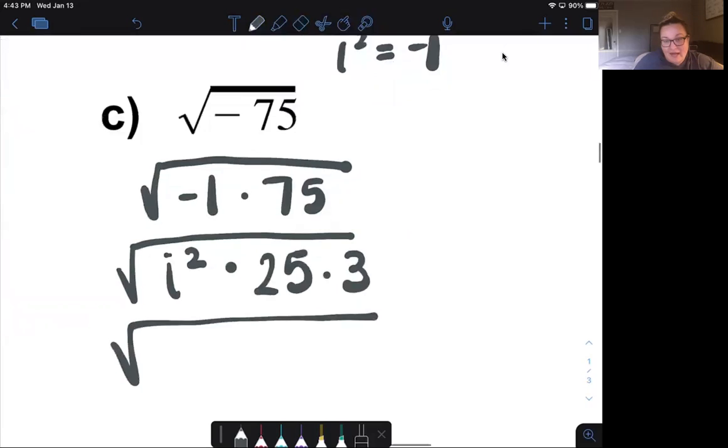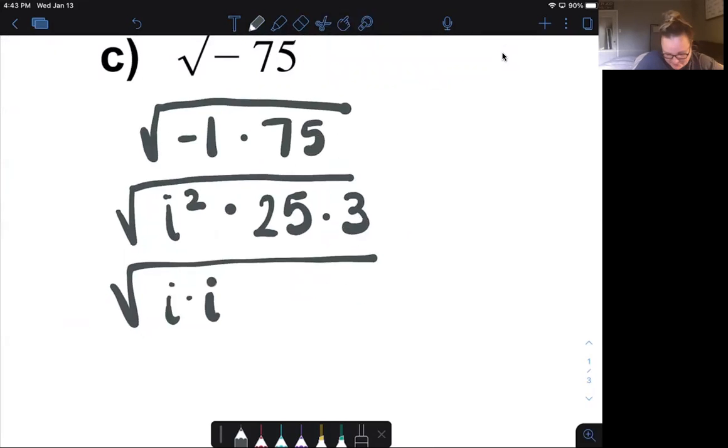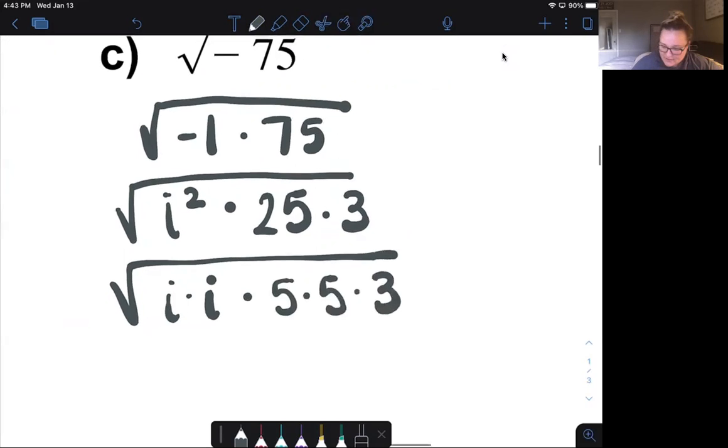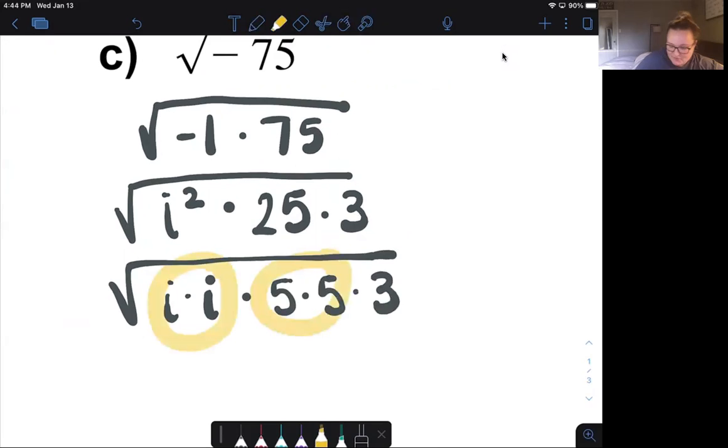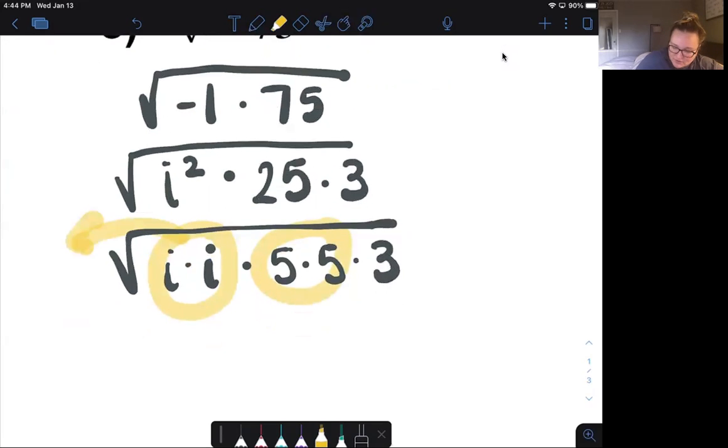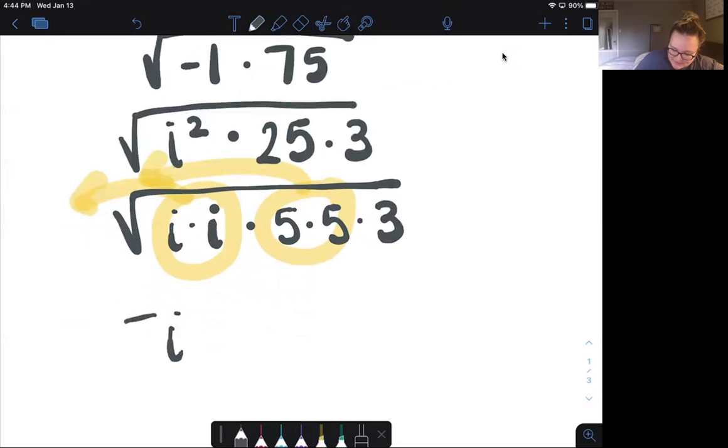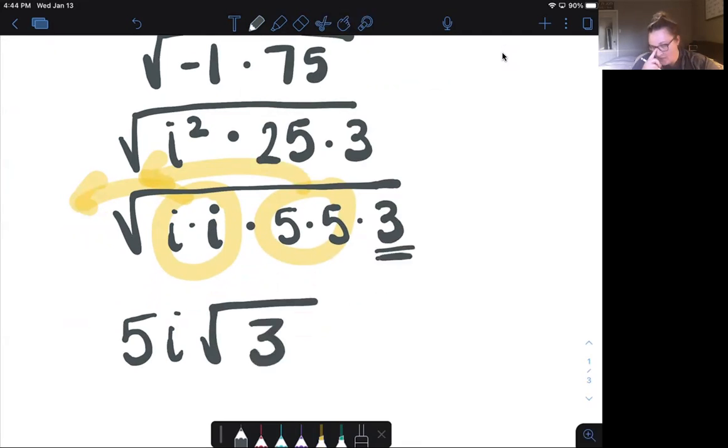I can rewrite i squared as i times i. 25 is 5 times 5, times 3. So then I've got a group of 2 i's, and a group of 2 5's. I'm going to bring one of those i's out in front, and one of those 5's out in front of the radical. And this time the radical stays in the problem, because I've got a 3 left under the radical, so I want to keep it there. So now my final answer is 5i root 3, or 5i times the square root of 3.